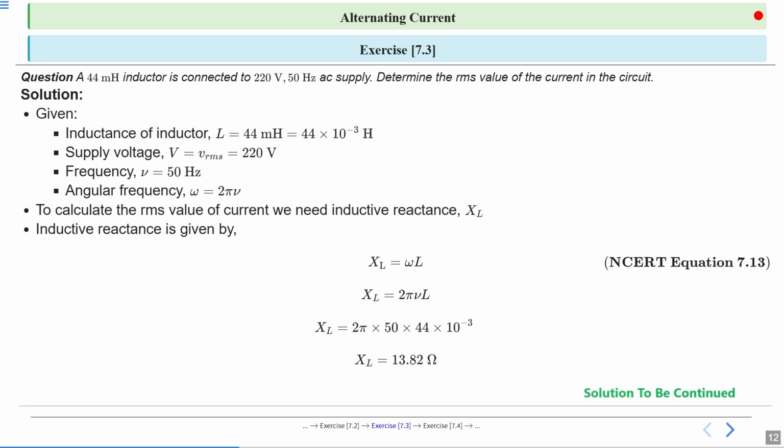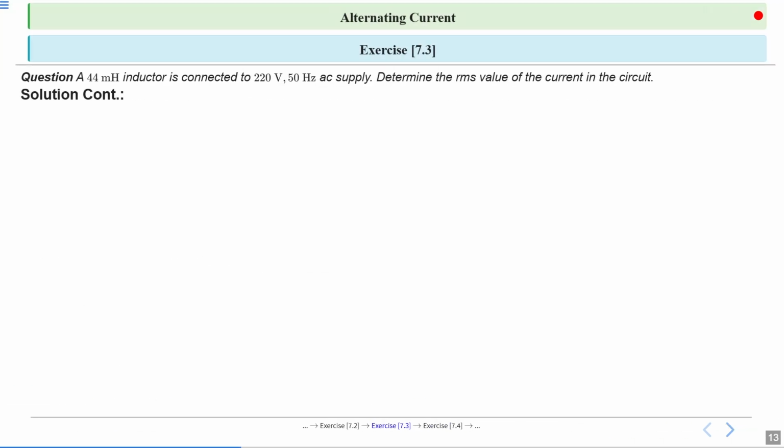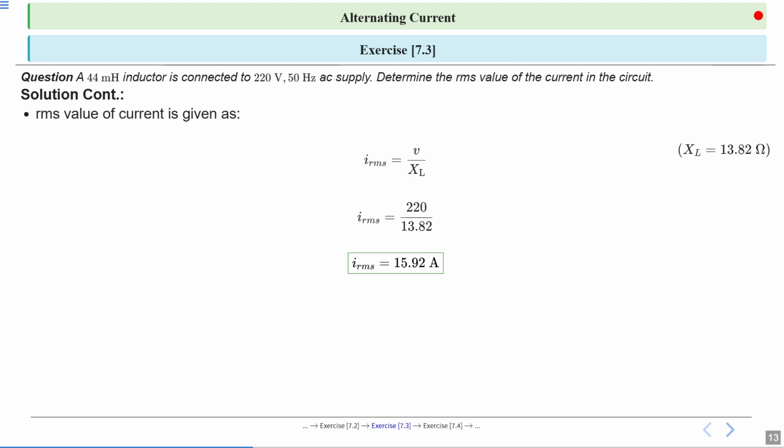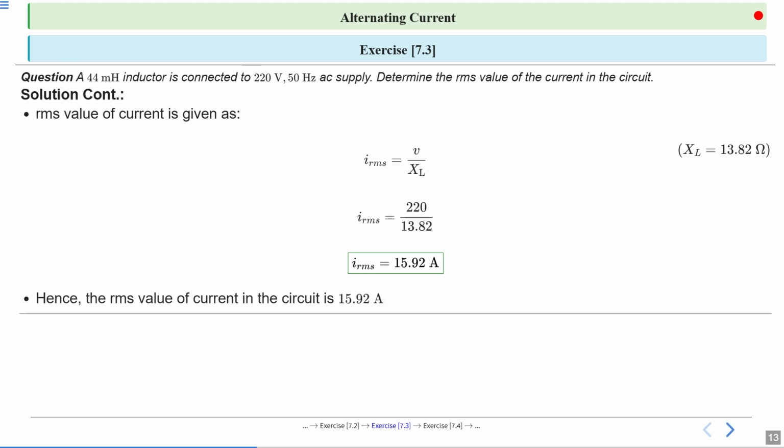Okay, now we can calculate the Irms current. The RMS value of current is given as Irms equal to V upon XL. XL we have calculated as 13.82 ohm. So put this value. Irms will be equal to 220 upon 13.82. So Irms will be approximately equal to 15.92 ampere. Okay, so the RMS value of current in the circuit is 15.92 ampere.